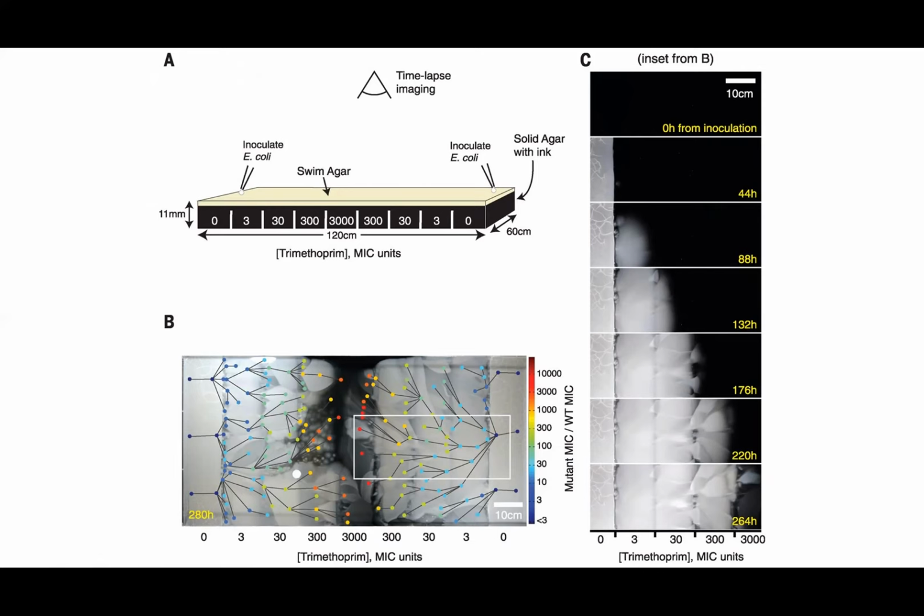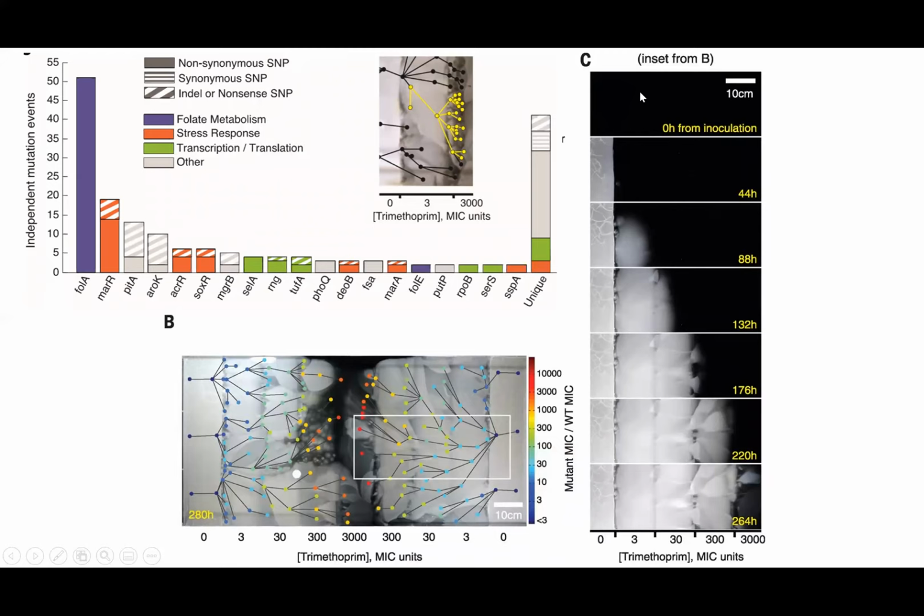And so we can see 0 hours from inoculation here, and after about 260 hours, you'll see that the bacteria is moving into extremely high concentrations, 3,000 times the minimum inhibitory concentration of this antibiotic in a very short amount of time, only 264 hours. And you can also notice that there are a number of mutations that occur and a number of different lineages that arise during this. This is not a very great explanation of it, but I do suggest you watch the video I linked on the previous slide. It is a really fascinating thing to see in real time.